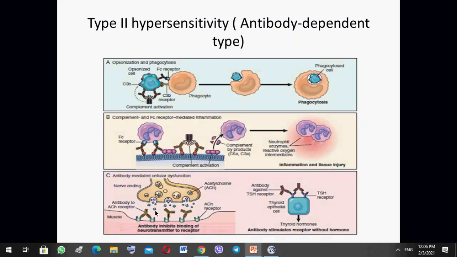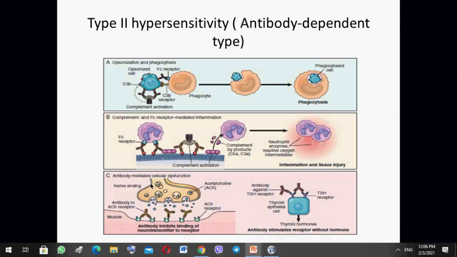And this acetylcholine will trigger the receptors that are present in the neuromuscular junction in order to give rise to contraction of the muscle. If we have antibodies that block the gates, they will block the receptors and inhibit the process of activation of these receptors. These antibodies will prevent acetylcholine from reaching the receptors.